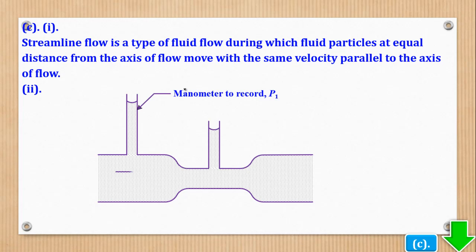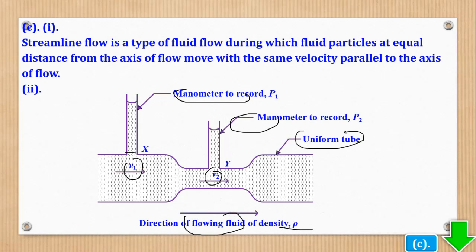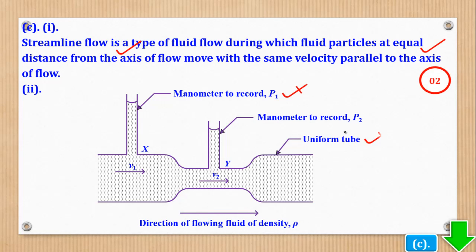So you have this manometer to record pressure P1 and this is velocity V1 at this point. Manometer to record pressure P2 and this is velocity at that point. That's the direction of fluid flow with density rho, and this is a uniform tube. So before I go to the next slide, let's first see the marks for the slide.